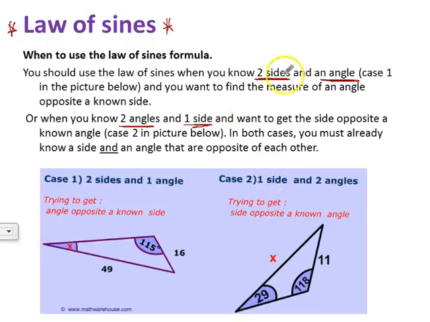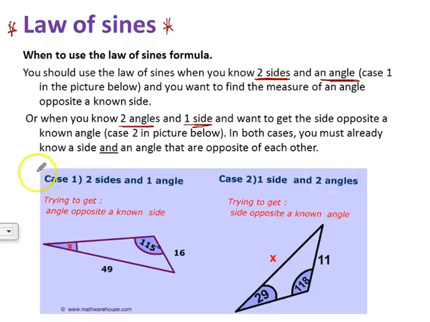So these are two cases. Either you're going to use the law of sines when you know two sides and an angle, and you want to find the measure of an angle opposite the known side. Or when we have two angles and a side length, and we want to know the side length opposite one of our angles.